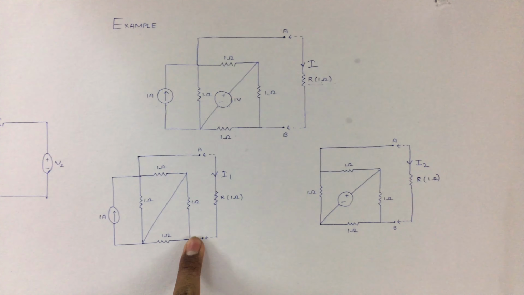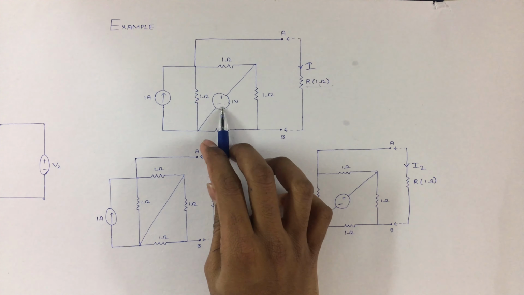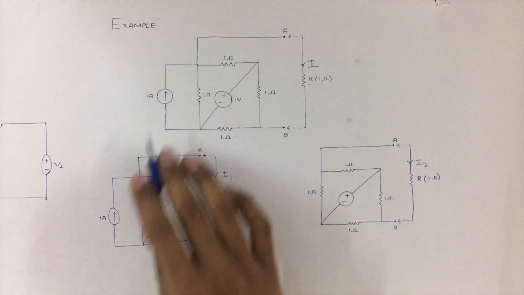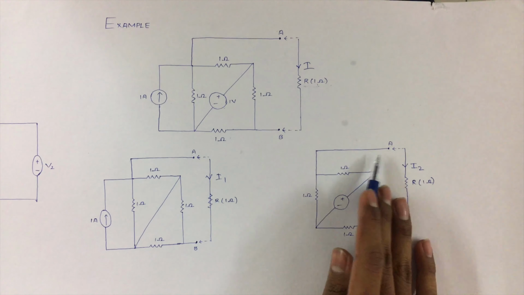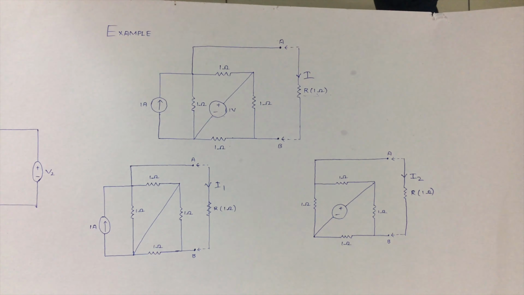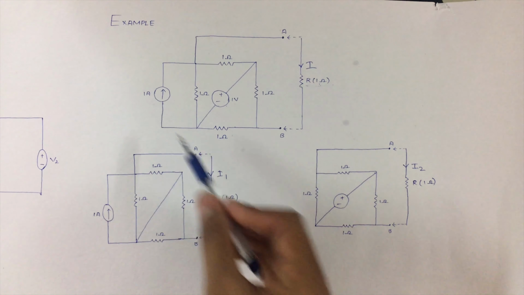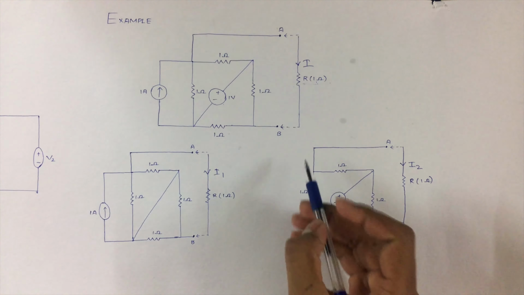In the first case, we have considered the voltage source to be shorted and the current source to be active. In that case, the current flowing through the resistor R is I1. And in the second case, we have considered the voltage source to be active, so the current source here is replaced by an open circuit which need not be represented. So now the current in this particular case will be I2. So first we'll calculate I1.